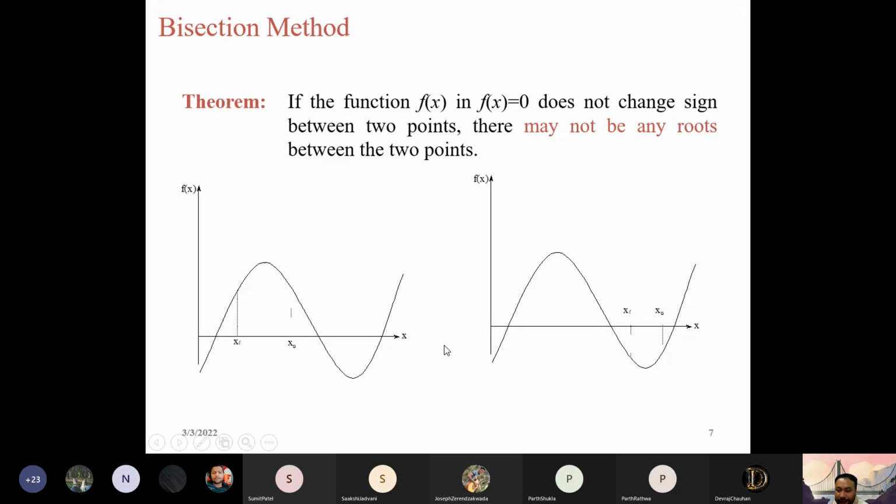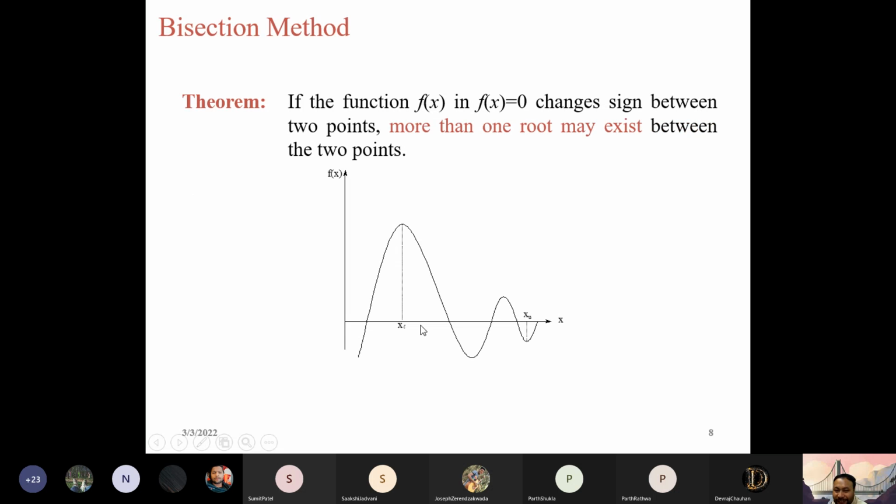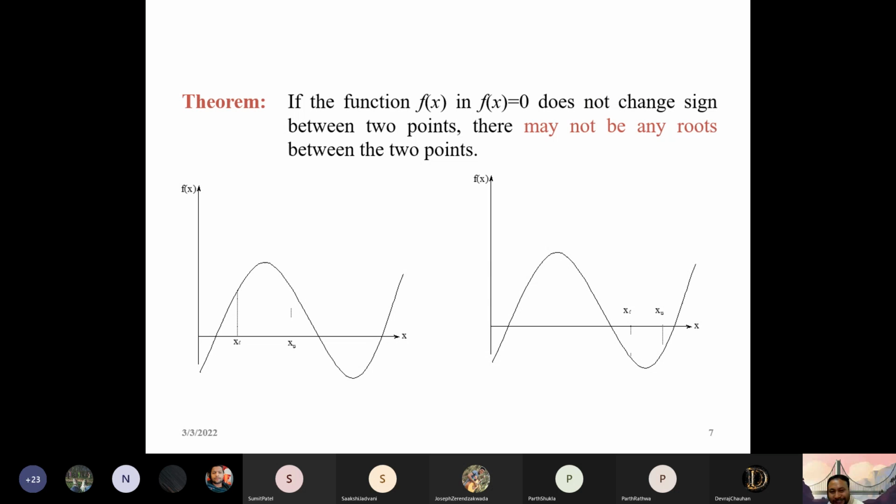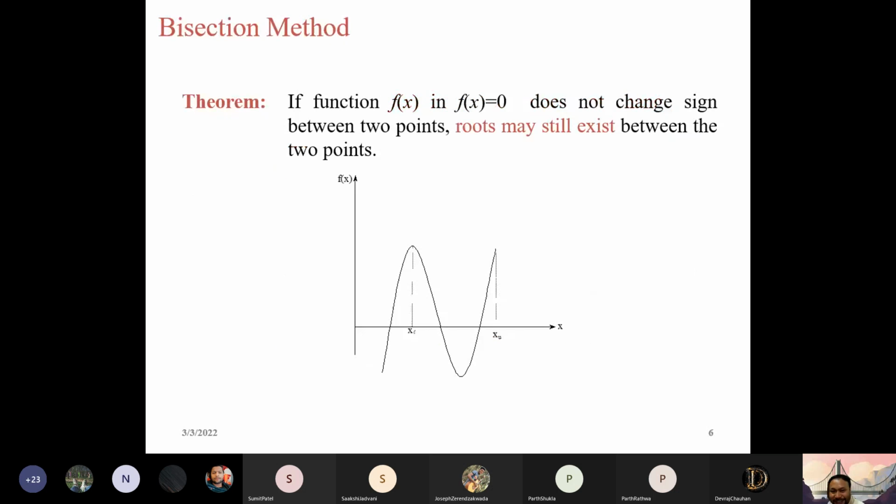Look here. The values of f of these are positive, so there is no root, but here roots are there. If it is discontinuous, there is no root. You already have this slide, right? So that's why I'm skipping it. Don't feel that I just skip the slide, not like this.